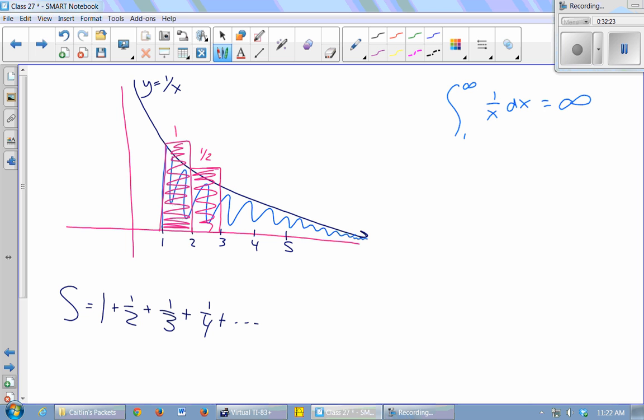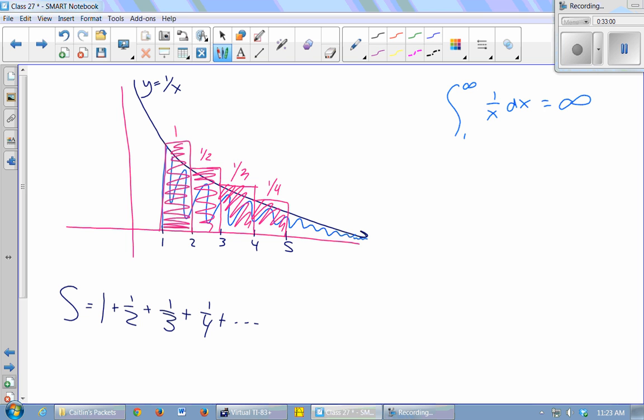And then my next rectangle, its area is a third. And my next one, its area is a fourth. So each rectangle that's estimating the area under that curve corresponds to one of the terms in my infinite series. Now, those rectangles, are those an overestimate or an underestimate for the area under the curve? It's an overestimate. So this sum corresponds to the Riemann sum estimating this area. It's an overestimate of the area, which is infinite.